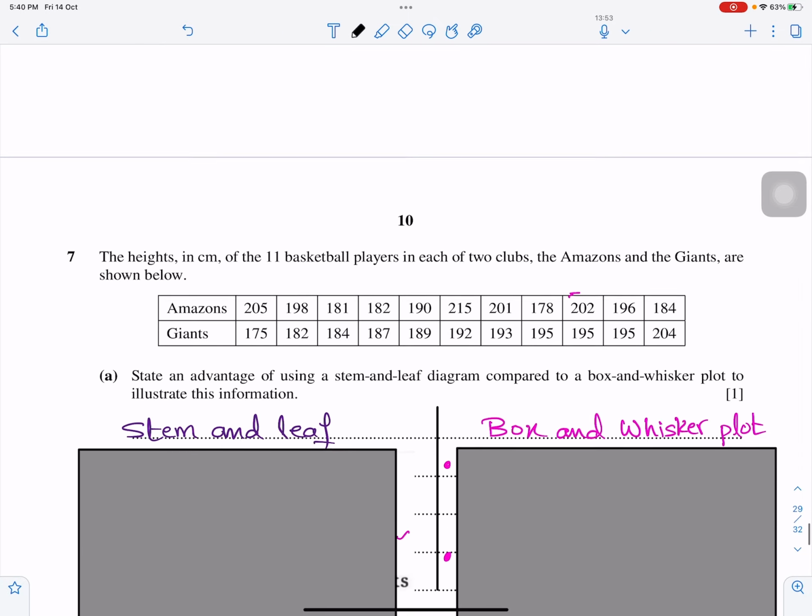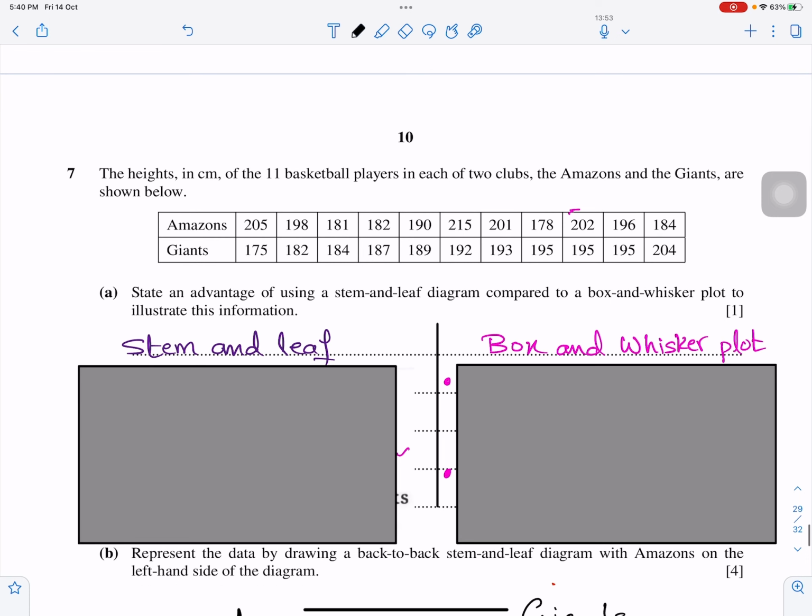So let's see a question here. This question is about the height of 11 basketball players. Height is given in centimeters, and they are taking the height of the players from clubs Amazon and Giants. This height is given in 3 digits, for example, 205, 198, 181 and so on. In the next part of the question, which is part B, we will see how to draw it in back-to-back stem and leaf diagram form.